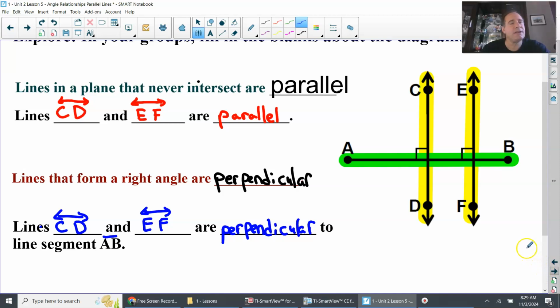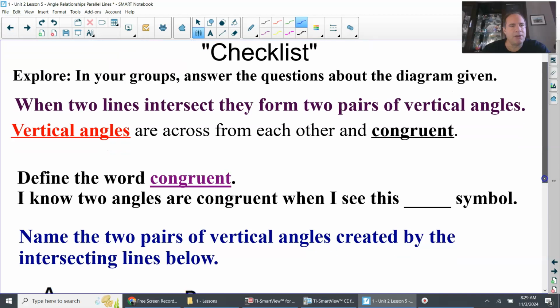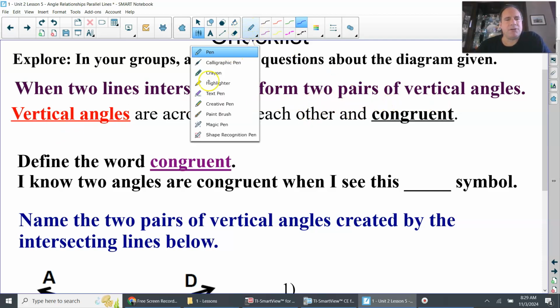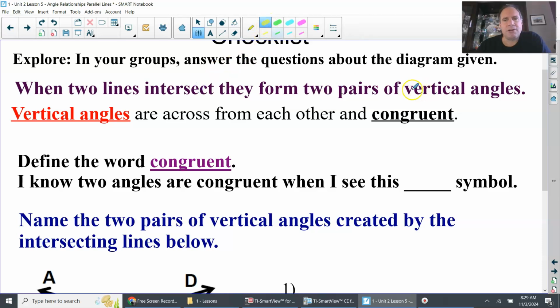All right, so this is everything that we have learned, and we're going to fill in some blanks here. In your groups, answer the questions. When two lines intersect, they form a pair of vertical angles. Very important. Understand that when two lines intersect, they form vertical angles. Vertical angles are across from each other, and they are congruent. Very, very important. They're equal. So I'm just going to put the word equal, the same. They are the same measure.